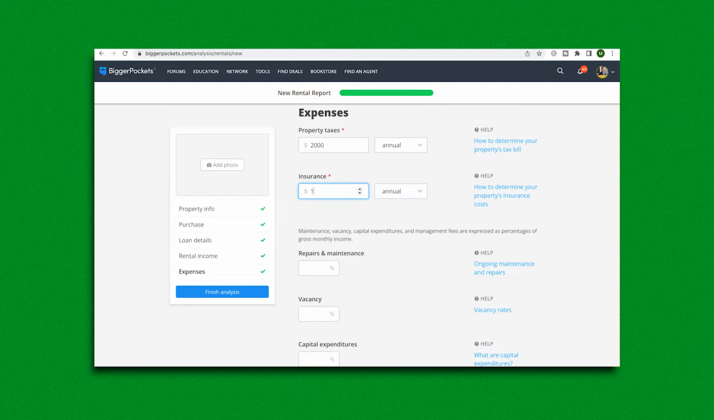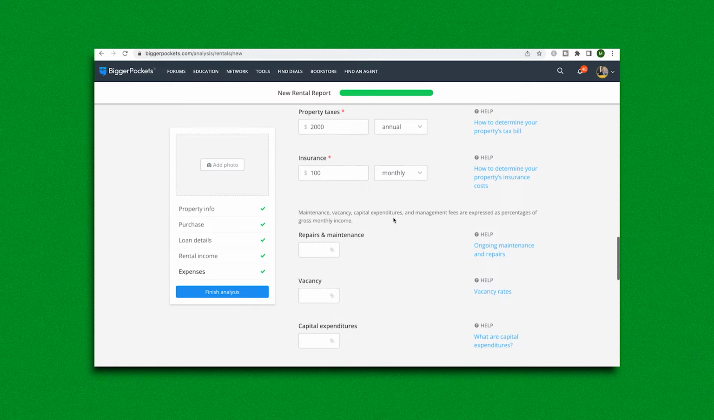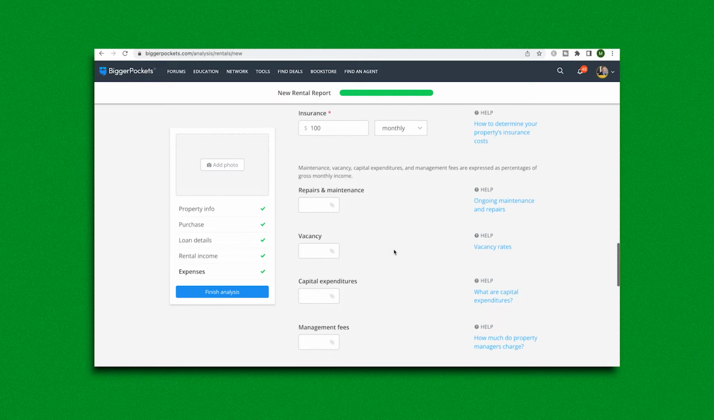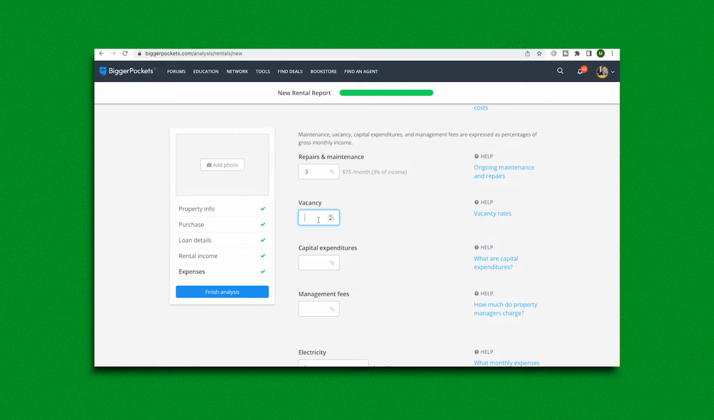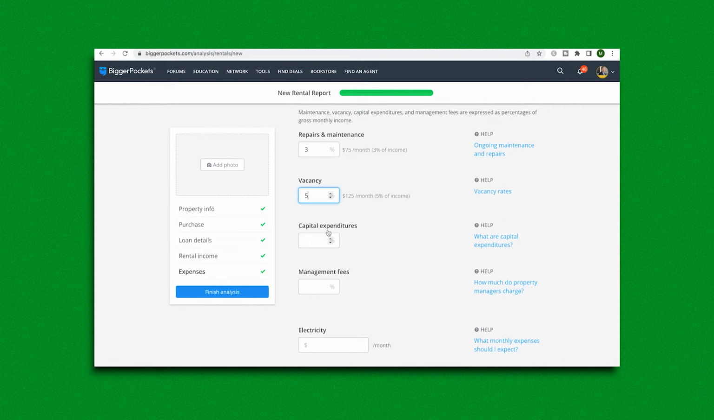I don't know about you, but in most states you can get insurance for about $100 a month. That's what I put. But this is going to be very dependent on your area. So the work you need to put in is figuring out what is appropriate in your area. These are the percentages I was referring to before. Repairs and maintenance, that's just like common piddly stuff that's going to happen every month. A little bit of damage here. Vacancy, again, it's not going to be occupied 100% of the time.